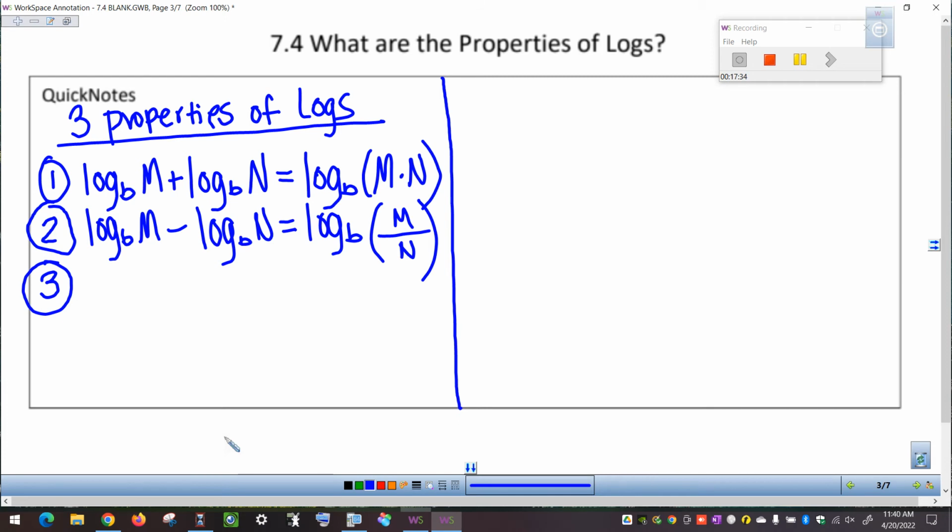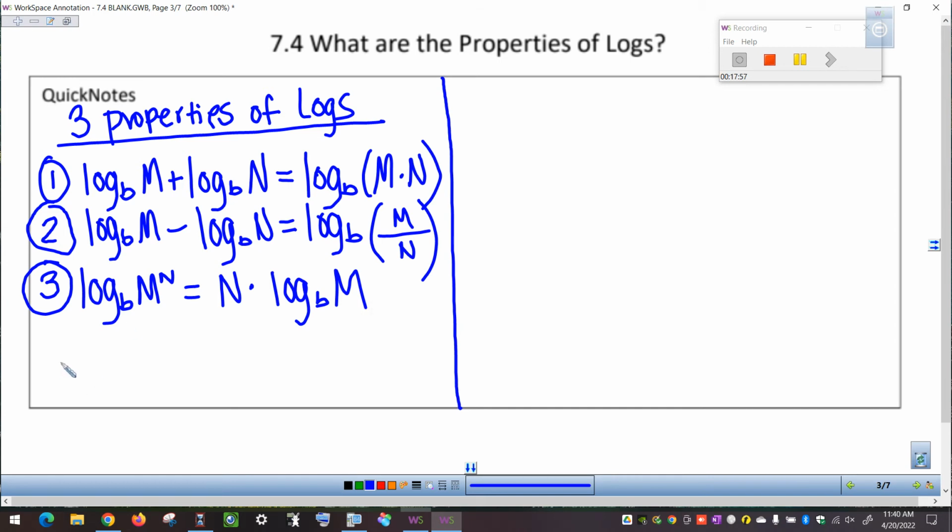All right, and then our third property helps us with what to do if we're taking the log of something with an exponent. So log base b of m to the power of n, the exponent part, n, gets brought down, and it's going to be rewritten in front. Everything else stays the same. Once that exponent has been moved, it really just changes to multiplication.